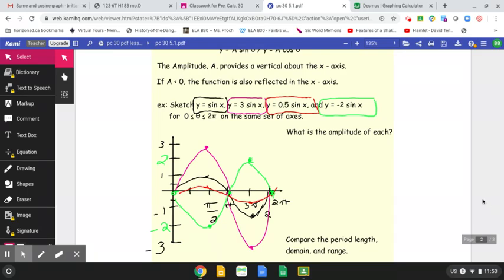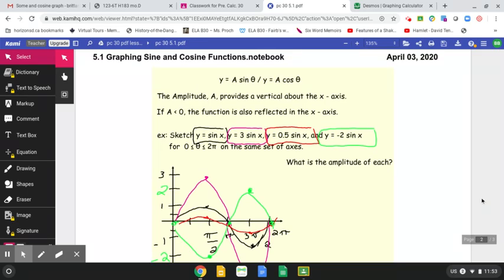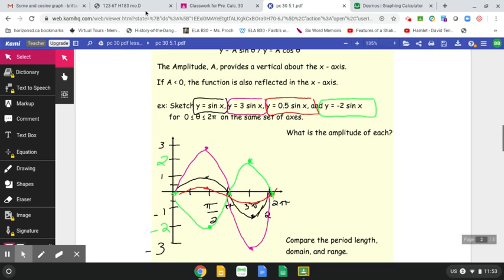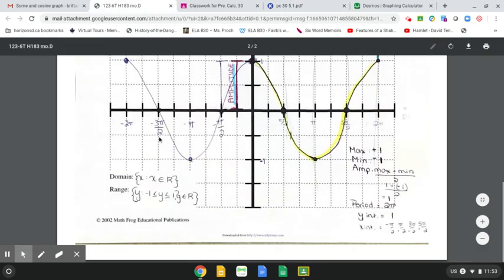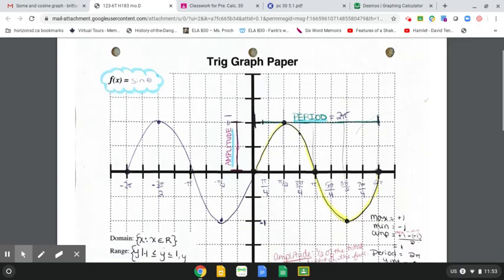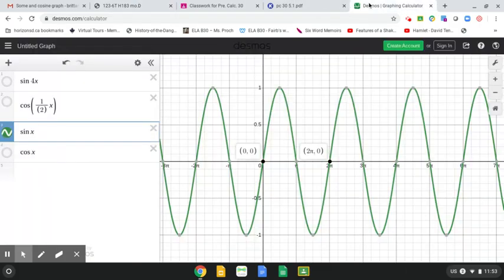So in the last video, I didn't get through much. I got through our sine and cosine waves. I showed you these two, right? I went over the definition of period and the definition of amplitude. We looked at domain and range with our graphs and all of that.